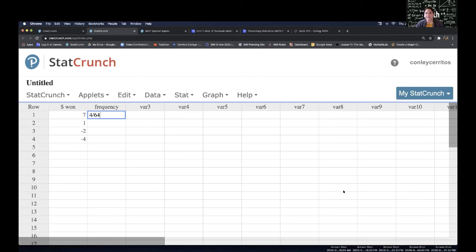But the problem with StatCrunch is that it's still in its infancy, and it doesn't like decimals as probability, as frequencies. It only works with real numbers. What I'm going to do for my table on StatCrunch is just remove the denominators and pretend this is the frequency out of 64 trials. So I'm going to take care of my denominator by saying I'm going to live in a perfect world where I'm throwing that dart 64 times.